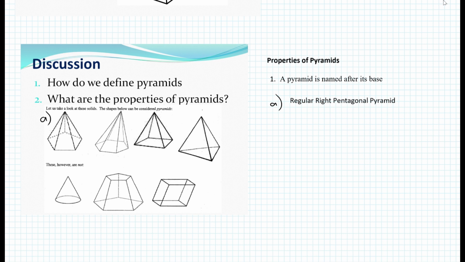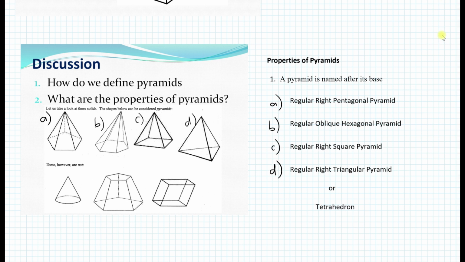Now, how would you call the second pyramid? So let me call that one B. Well, we learned with prisms that if the shape is tilted, then we have the word oblique. We know that the base is a regular hexagon, so you would call that a regular oblique hexagonal pyramid. Then figure C, we can call it a regular right square pyramid. And for D, that is a regular right triangular pyramid or a tetrahedron.